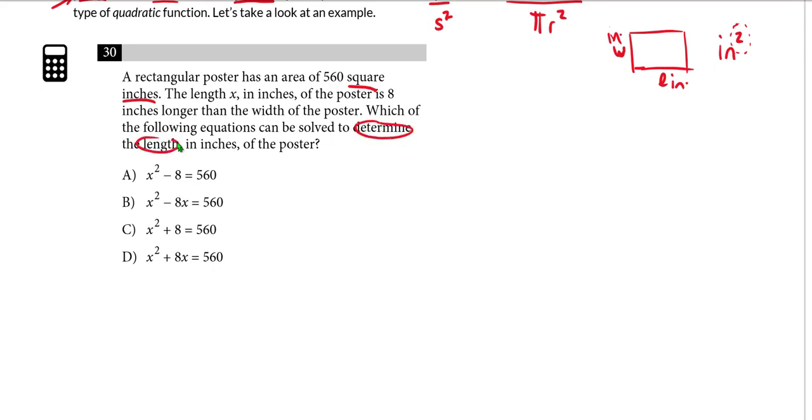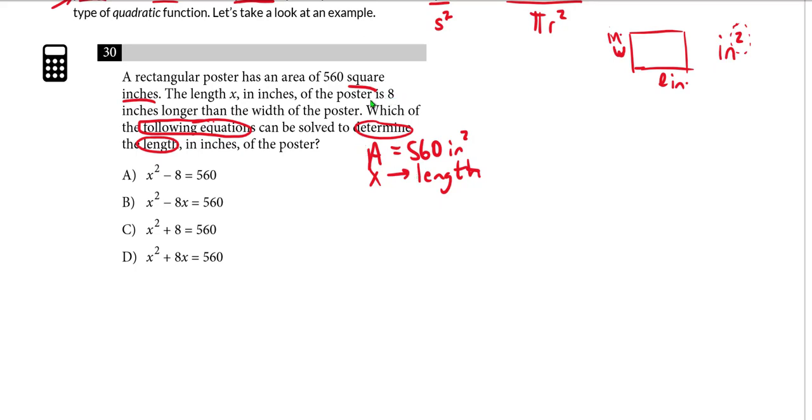So determine length, I think that's all we need to circle. So we just need to determine the length, and maybe I'll circle this. Following equations determines the length. Great. So let's take a look at this. They tell us that x is the length. I'm going to jot that down. They also tell us that the area is 560 square inches.